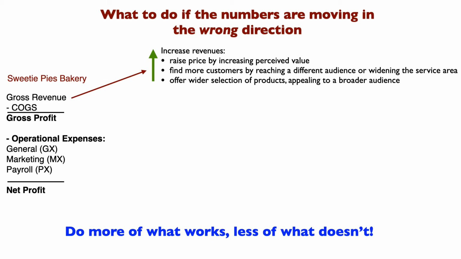Maybe she can put some little special treat as a surprise in some of these pies. And because it's a kind of a surprise and delight, you don't know what you're getting, she might be able to charge a higher price for those, again, by increasing the perceived value. She might be able to increase revenues by finding more customers, reaching a different audience.